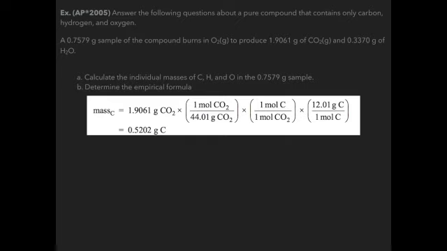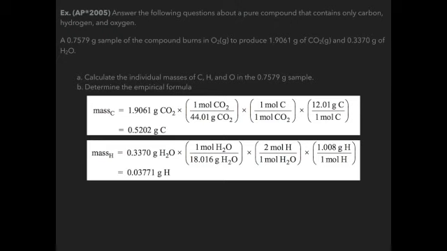Okay? You can do the same thing for hydrogen. Now the only different thing here for hydrogen is that for every 1 mole of water, there are 2 moles of hydrogen. Okay? So I'm going to go from grams of water into moles of water. Then the mole-to-mole ratio is 2 to 1. You've got 2 moles of hydrogen for every 1 mole of water. And then you can get into grams of hydrogen, and there you go. You've now got grams of hydrogen.